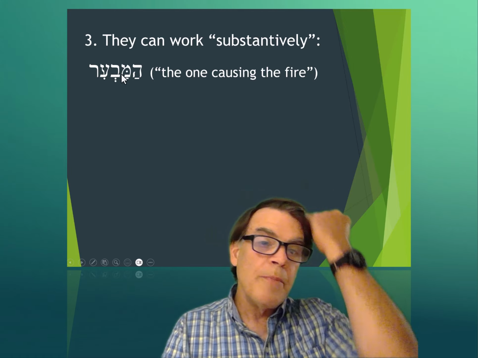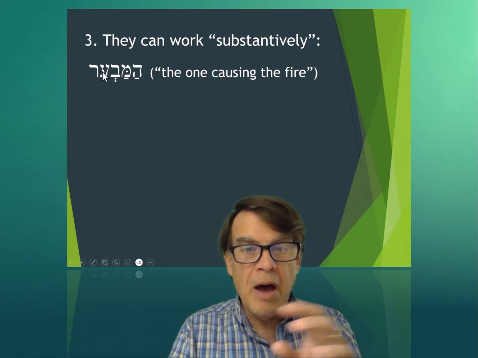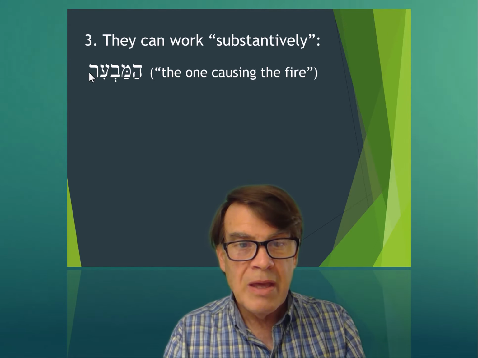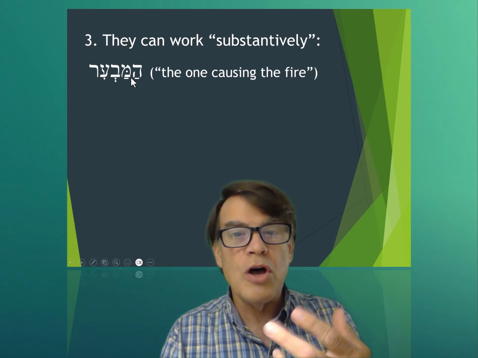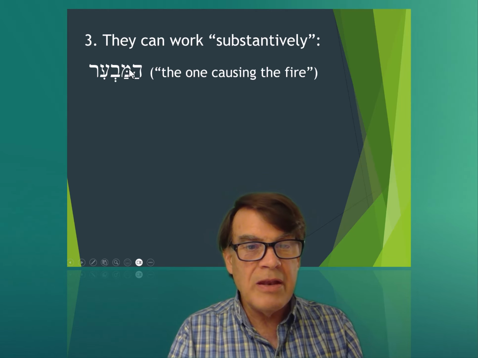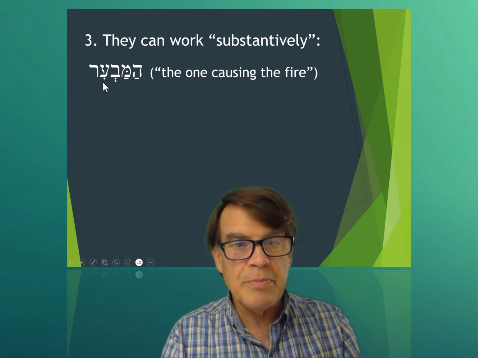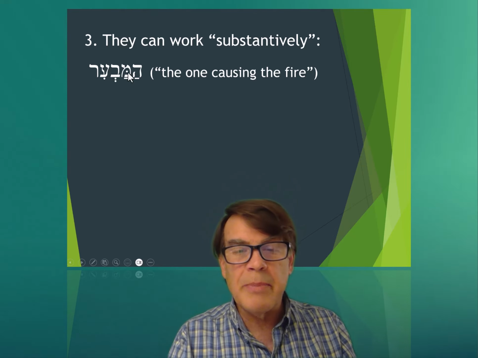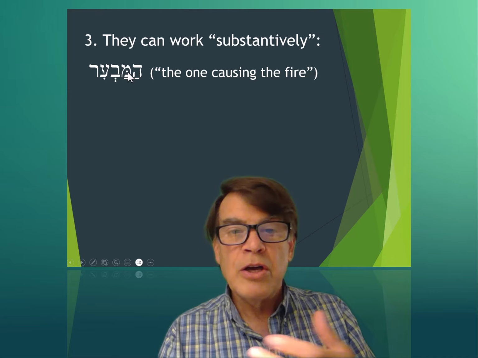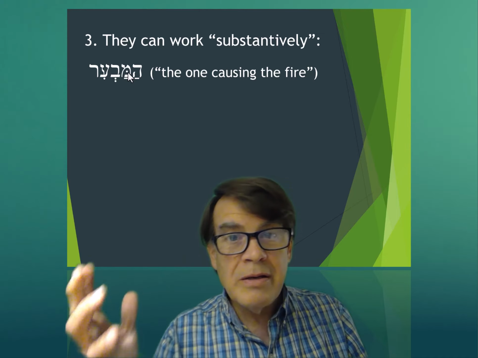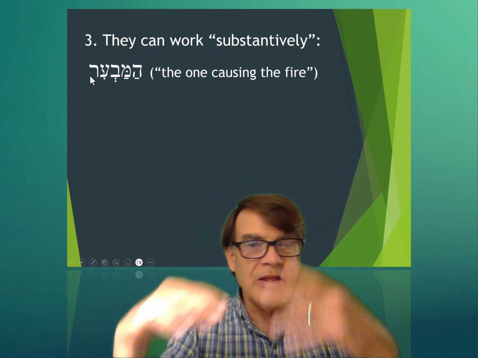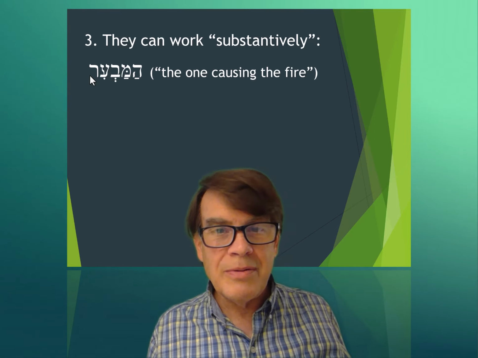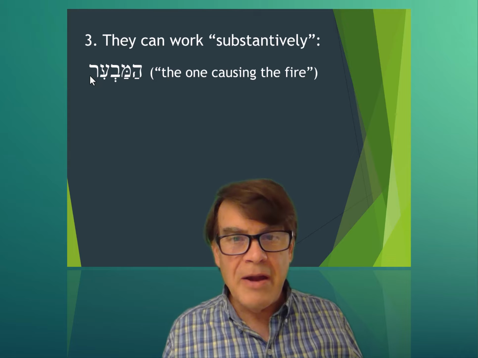stem. So if ba'ar means to burn, then the hiphil would be to cause to burn, and then it's a participle, so causing to burn. Then we have the he with patach and doubling on the front, so it's the causing-to-burn one. And so you put it all together, and it comes to mean something like the one causing it to burn, the one causing the fire.